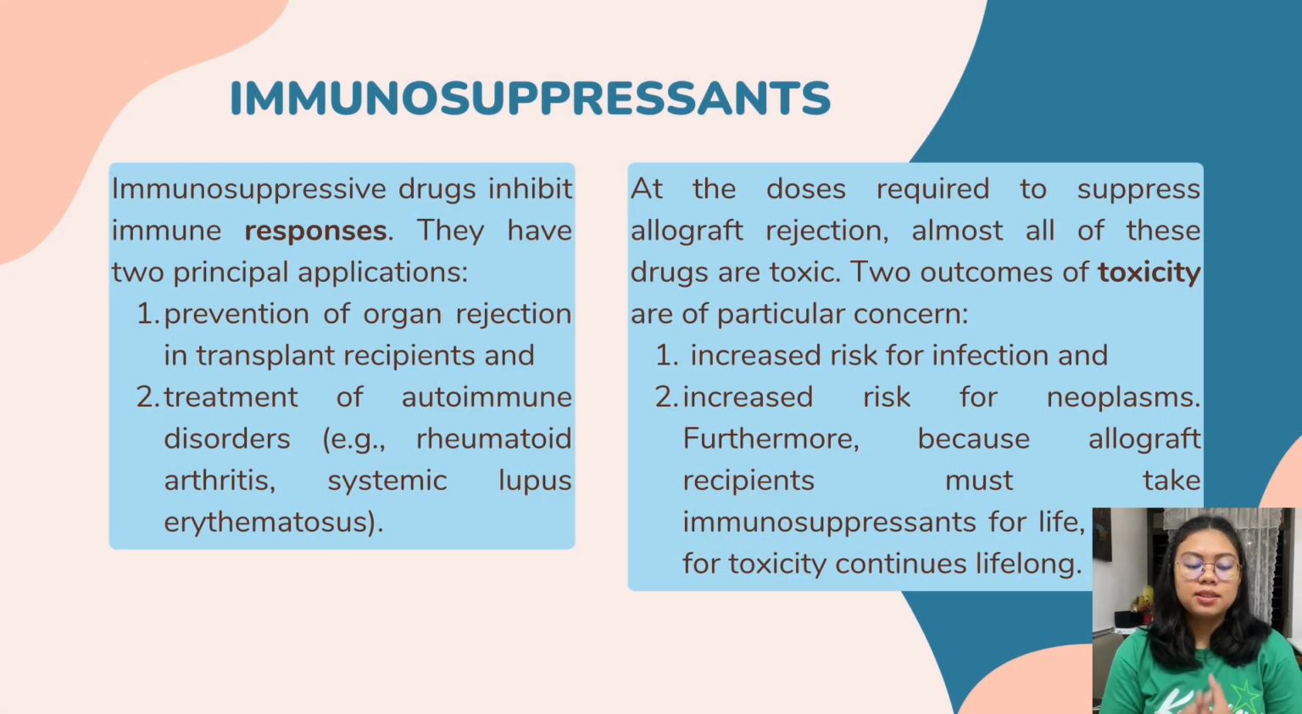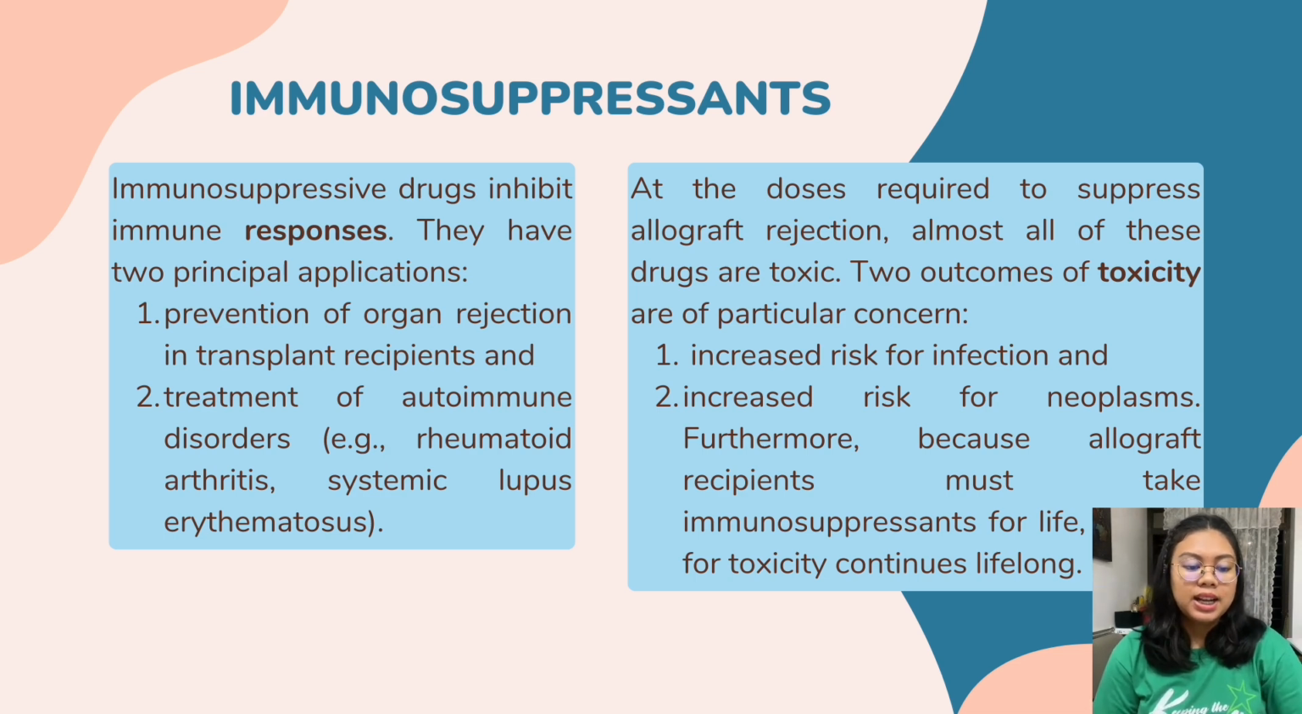that inhibit immune responses. They have two principal applications: the prevention of organ rejection in transplant recipients and treatment of autoimmune disorders. At the doses required to suppress allograft rejection, almost all of these drugs are toxic. Two outcomes of toxicity are of particular concern: the increased risk for infection and the increased risk for neoplasms.